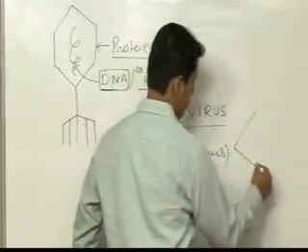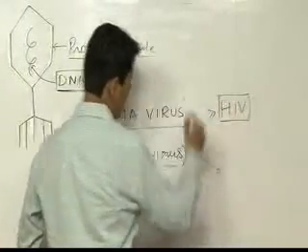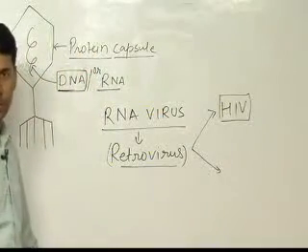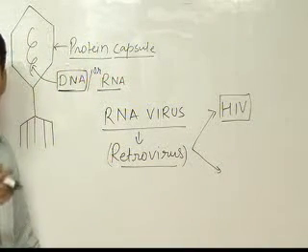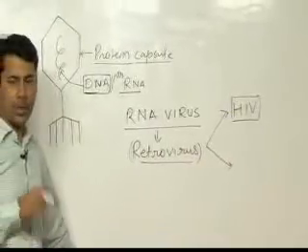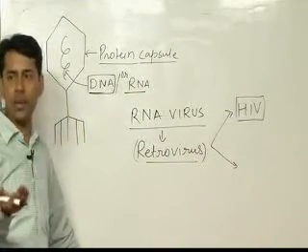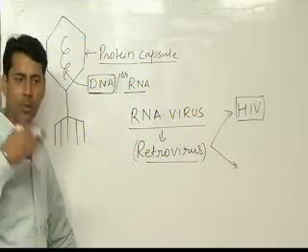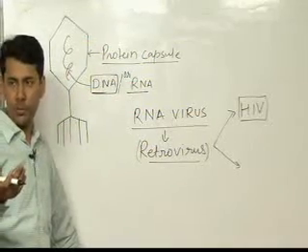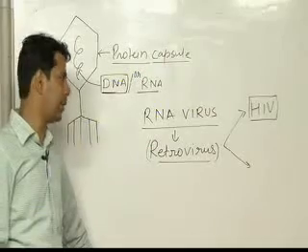One is called HIV, that is responsible for AIDS. So HIV, human immunodeficiency virus, is an RNA virus. So it injects RNA in our body, and this RNA overpowers our cell, and then multiple copies of the HIV are formed, and it destroys our immunity system.